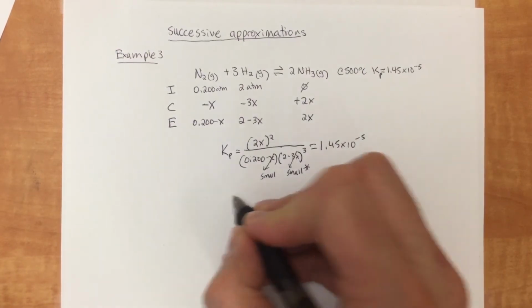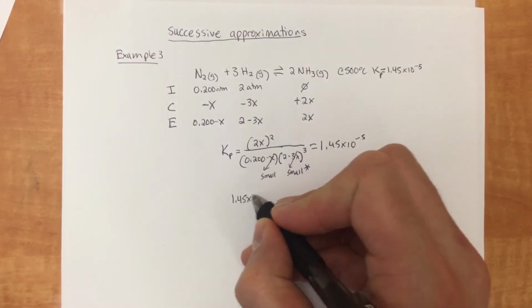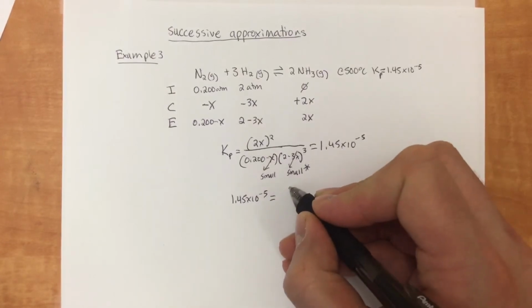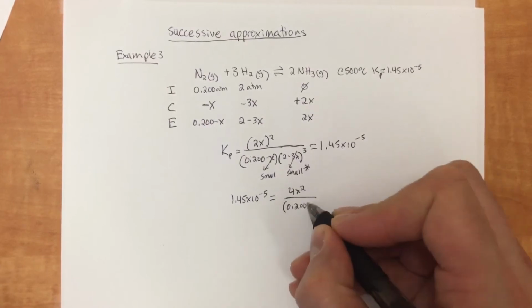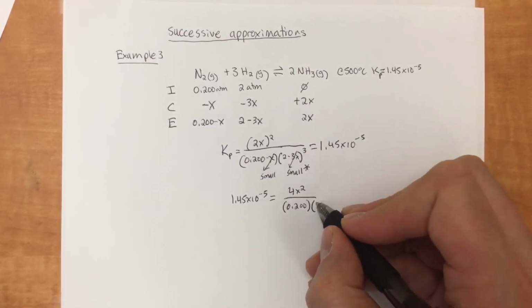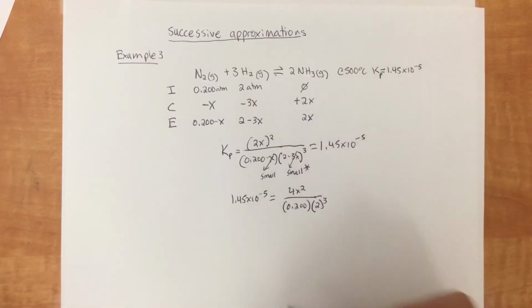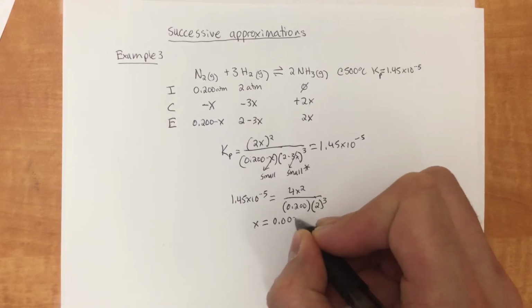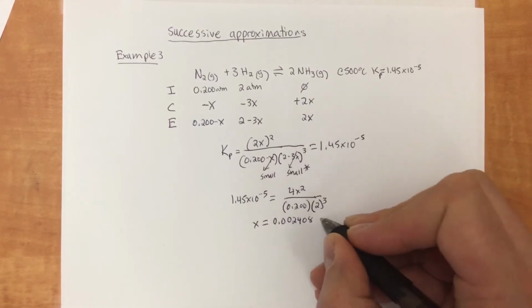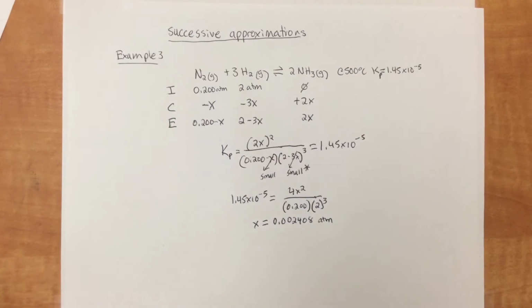When we solve this problem now, we have 1.45 times 10 to the minus 5th equals 4x squared over 0.200 times 2 cubed. And I'll jump right to the punchline here: x, when we solve for it, equals 0.002408. This is in units of atmospheres. I don't know if you can notice already, we have a problem.